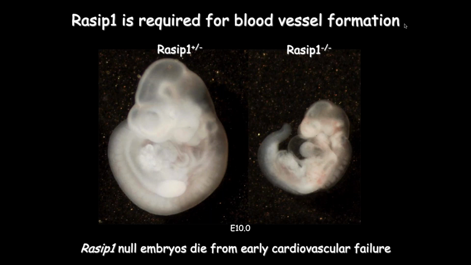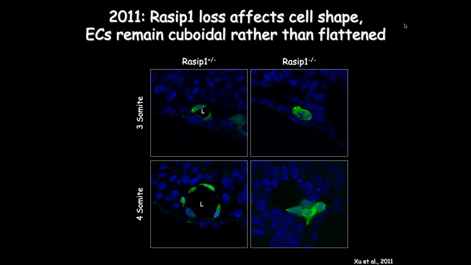At first, we thought maybe the vessels were not there, but they were. But they were doing something very wrong. And what they were doing very wrong was that they were not opening up a coherent continuous lumen. And so here's just some cross sections through those early dorsal aorta.